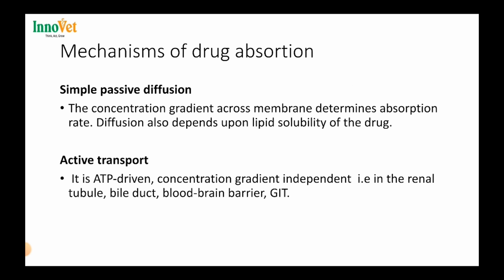Now let's look at the mechanisms of drug absorption. The first mechanism is simple passive diffusion. Just like the statement goes, it's a simple mechanism. Passive, it doesn't require energy. And diffusion is simply the movement of molecules from a region of high concentration to a region of low concentration. So, under simple passive diffusion, the concentration gradient across the membrane determines the absorption rate. The higher the concentration gradient, the higher the absorption rate.